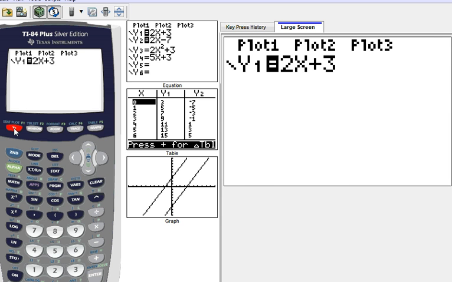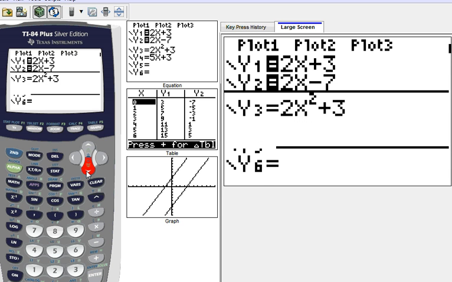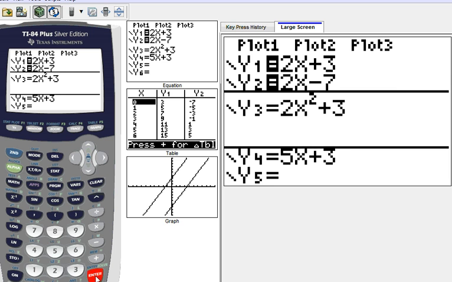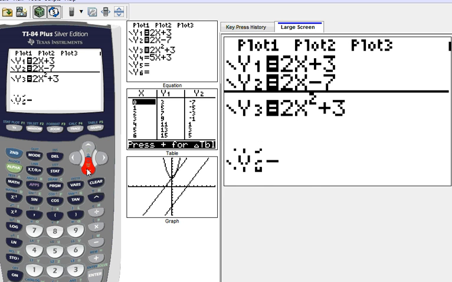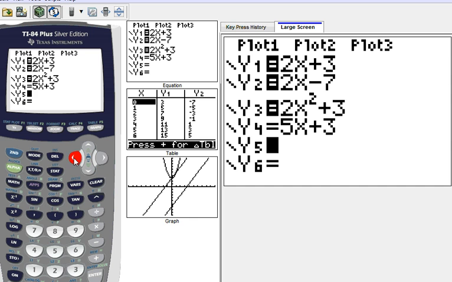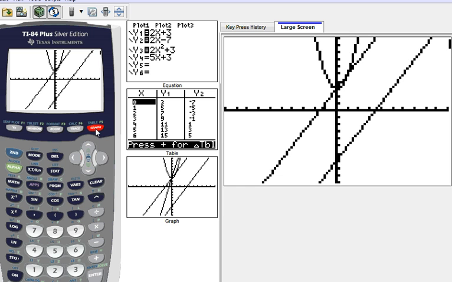Now let me add those other equations, and you can see that those aren't parallel. This 2x, hit enter there. Graph that one. That one is the nonlinear equation, and the 5x plus 3. You should know that since that one has a slope of 5, it's going to be steeper than the other two. So I'll graph that one also. There, that one went through. So the two that are parallel are these two, y equals 2x minus 7 and y equals 2x plus 3.